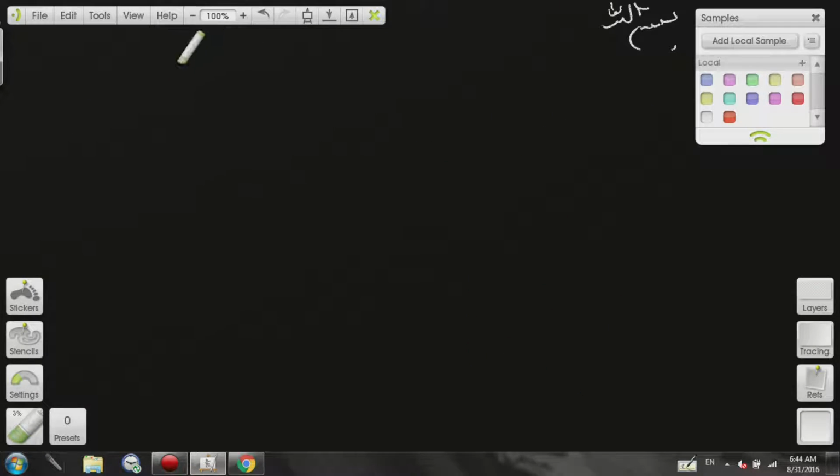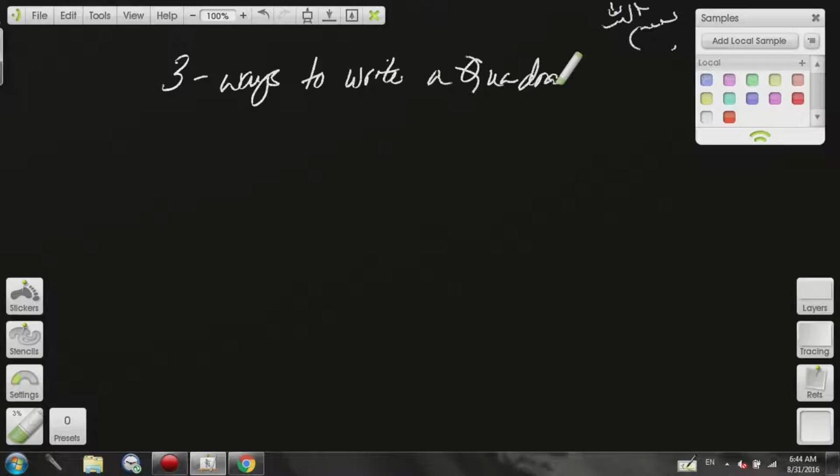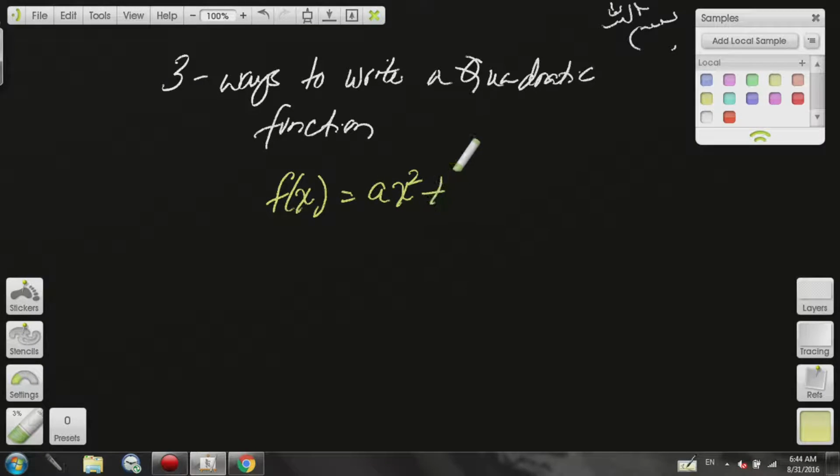Now, there are three ways to write a quadratic function. There might be more, but these are the common ways. And here they are. The first way is this. Now this is called the standard form. And the second way is this.